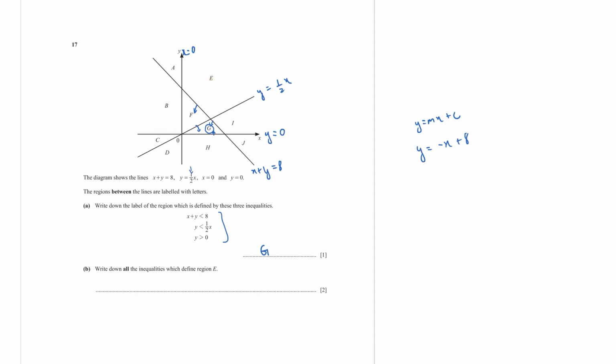The next part is write down all the inequalities which define region E. So your region E is this one. Let me actually label this in red. So these are the boundaries for region E. We need three inequalities because there are three boundary lines. The first one is towards the right of this, so the first inequality will be x is greater than 0. The second is above this line, and this is the equation x plus y equals 8, so I can write x plus y greater than 8 since it is above. And it's also above this one, y equals 1 by 2x, so the third inequality will be y is greater than 1 by 2x. So these three inequalities represent this region E.